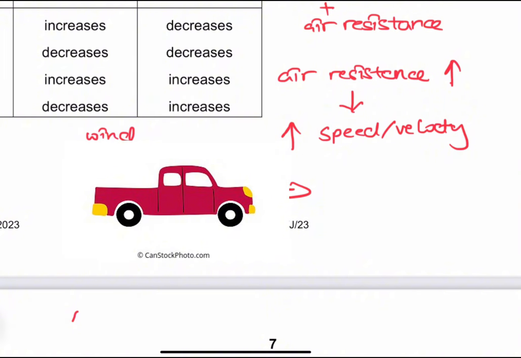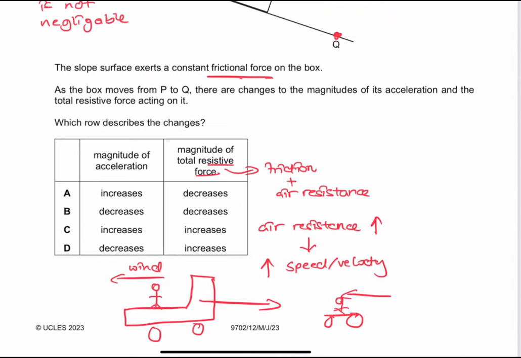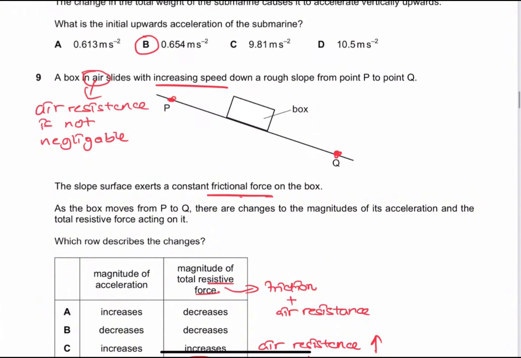For example, even if you're riding a bike, the faster you ride your bicycle, the more you actually feel the air resistance. So the magnitude of the total resistive forces actually increases. Why? Because the value of the velocity is actually increasing, right? Increasing speed, increasing air resistance. But it's important for you to understand, right?